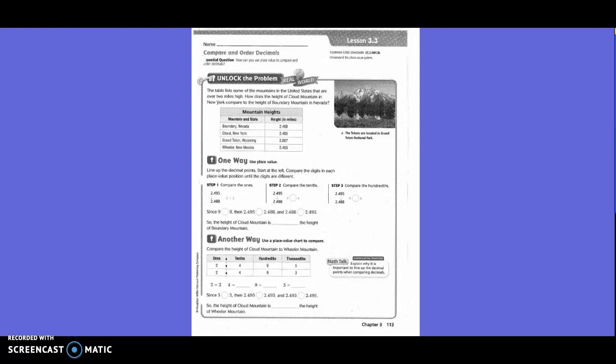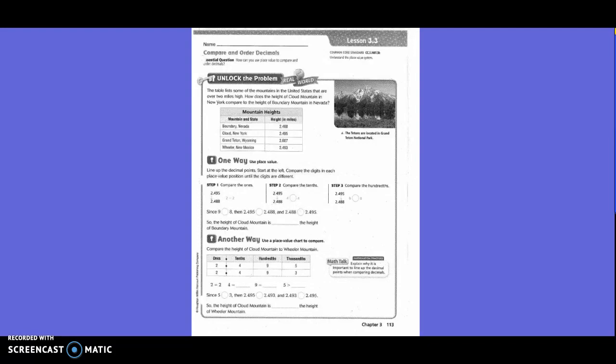Mountain heights, mountain and state. Boundary, Nevada, height, 2 and 488 thousandths. Cloud, New York, 2 and 495 thousandths. Grand Teton, Wyoming, 2 and 607 thousandths. Wheeler, New Mexico, 2 and 493 thousandths. Line up the decimal points.